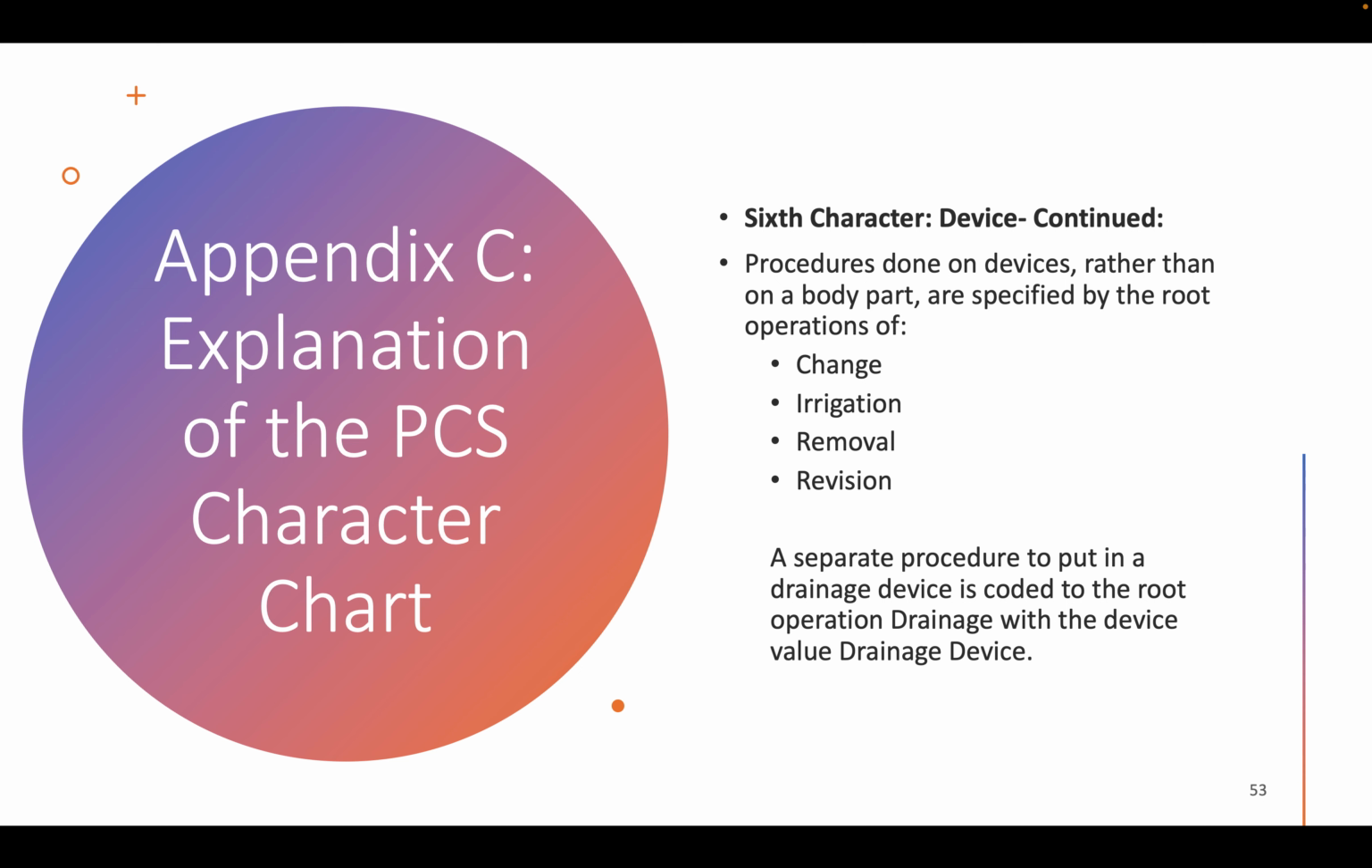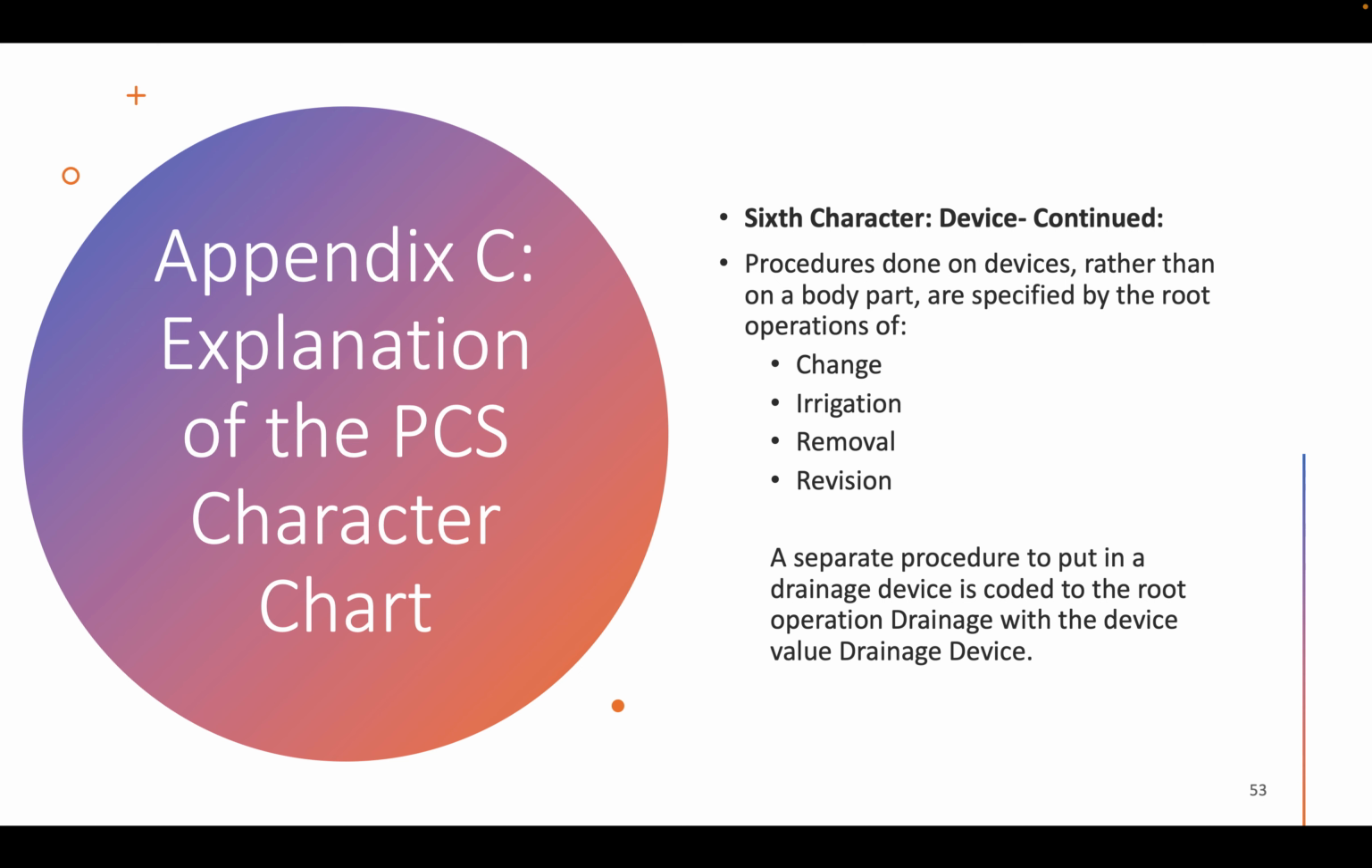Procedures done on devices rather than on a body part are specified by the root operation of change. Remember, this was your changing of your Foley catheter, your gastrostomy tube. You have irrigation. You often think of TURPs where they leave the Foley catheter in and they have irrigation going through. Removal, where they take out the device, and revision.